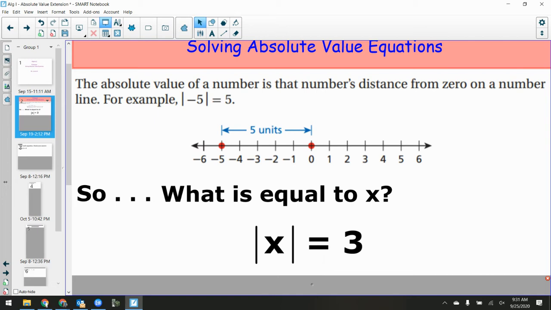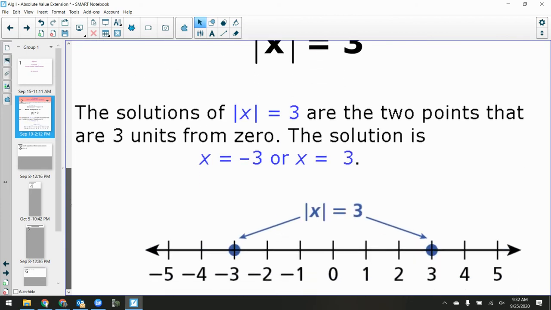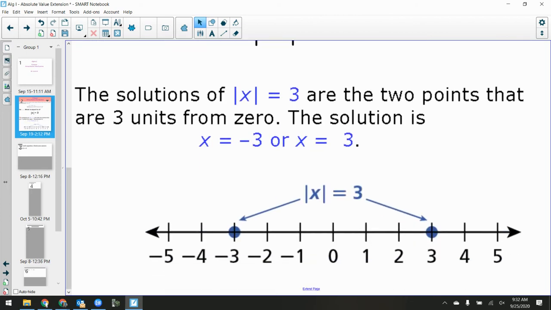So x equals -3 or +3. I have two different solutions that this could be. This is the first case where we have an equation that you could solve and it gets you two different things. Why is that the case? Because you're thinking about what number is 3 units away from zero. There are two places on the number line that are 3 units away from zero. I could choose this point, or this point. Each one is 3 units away from zero. That's why there are two different solutions here.